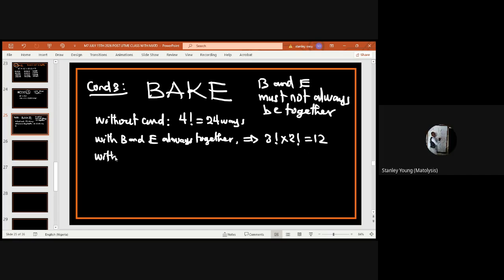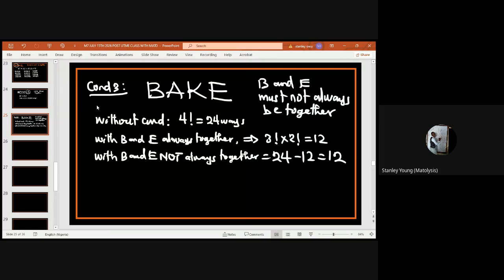Then with B and E not always together is now going to be 24 minus 12. That gives us 12. I hope you understand that. So that's method 1. Now method 2.